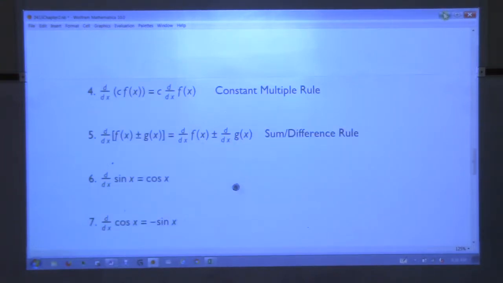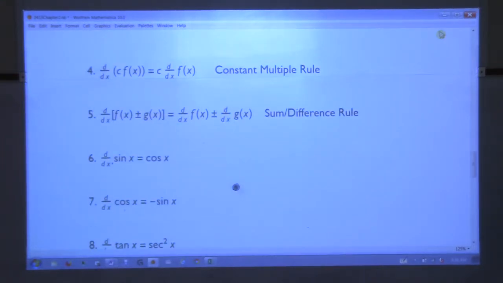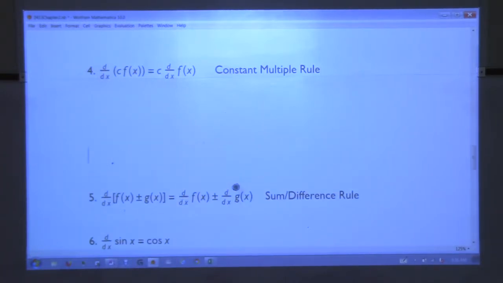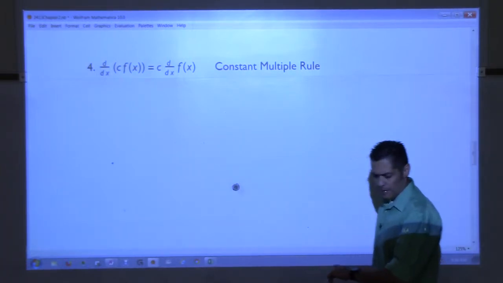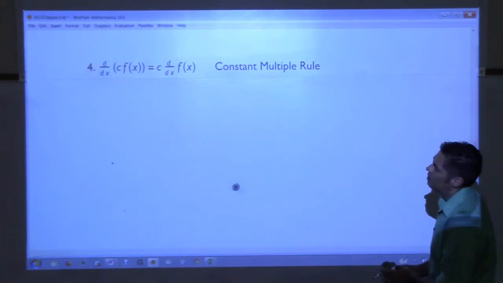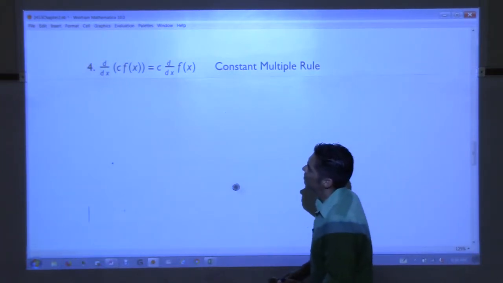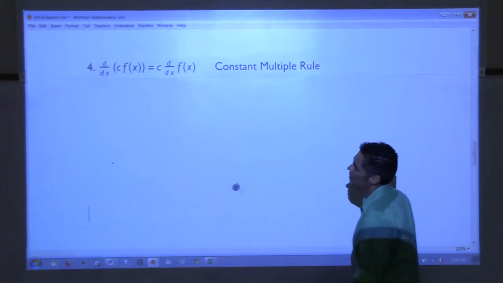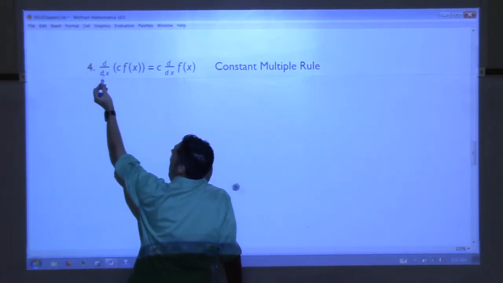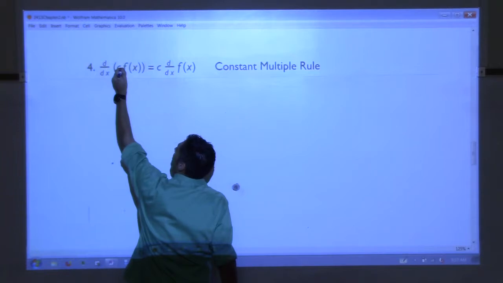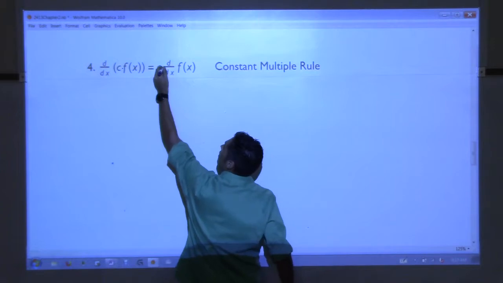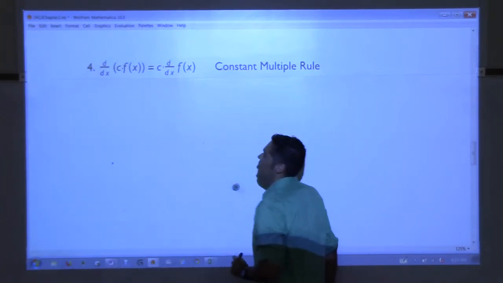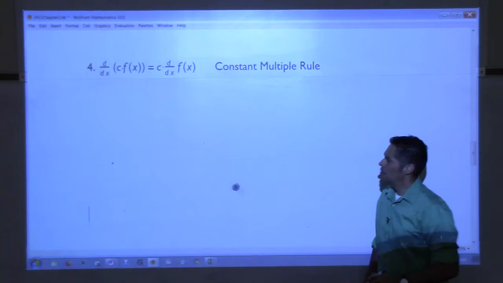All right, the next one is what we call the constant multiple rule. This is still 2.3, right? All right, so look at this one. This is a little bit weird the way it's written up there, but it says, look, you're going to take the derivative of something, and it's a constant times a function. Okay, that's multiplication right there. Then it says that what you can do is you can take the constant and multiply it times the derivative of the function.